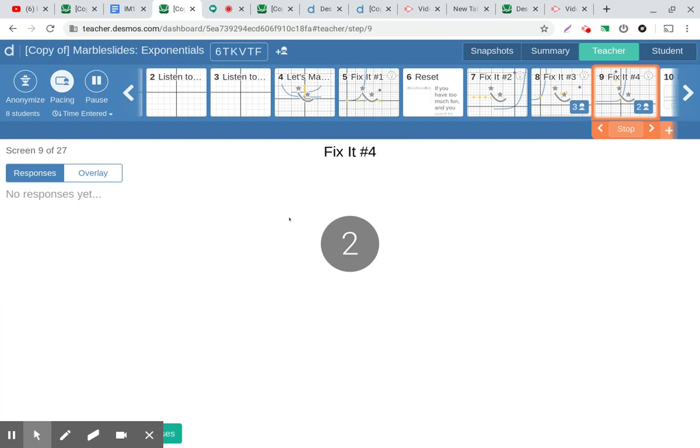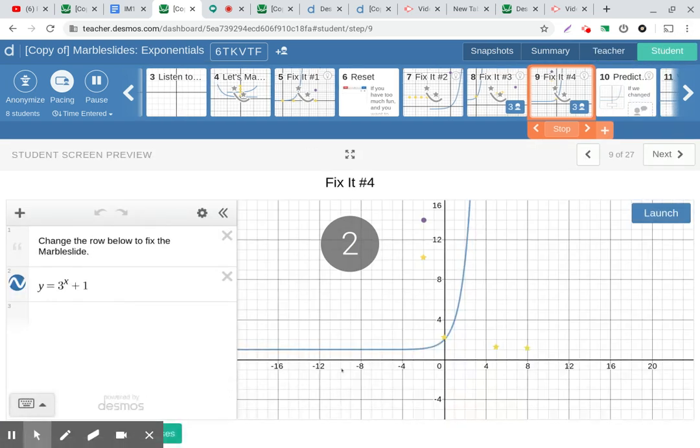Okay. Fix it, number 4. What does that mean? Fix what? Oh, so this is backwards. So this. Yeah. So who's got to be negative? The 3 or the x? Think of which x's are over here.